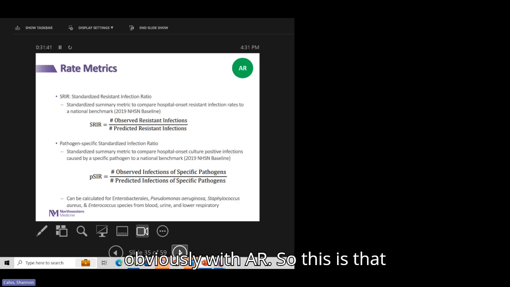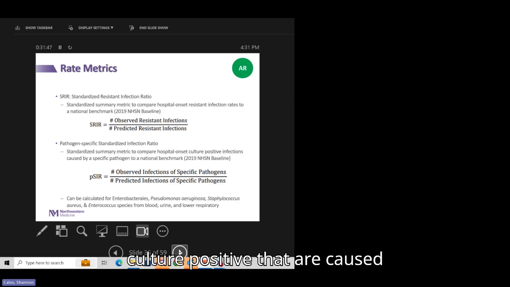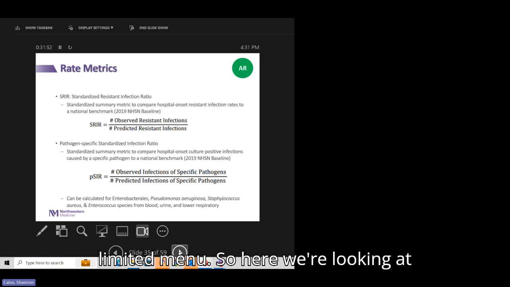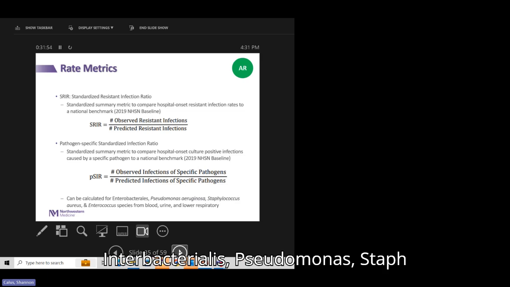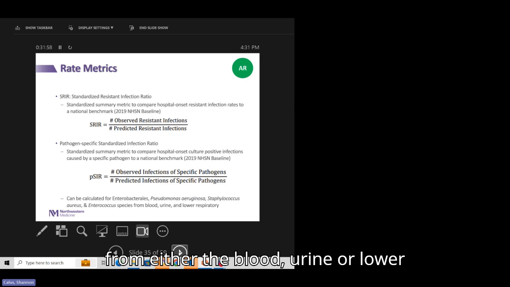So this is a new one, obviously, with AR. This is that summary metric to look at the culture positives that are caused by specific pathogens. And of note, it's a limited menu. Here we're looking at Enterobacterales, Pseudomonas, Staph aureus, and Enterococcus. It must come from either the blood, urine, or lower respiratory, so CNS or CSF is excluded here. But again, same thing where we're looking at the number of observed infections for those specific groups, so Enterobacterales, Pseudomonas, et cetera, over the number of predicted infections based on the location.